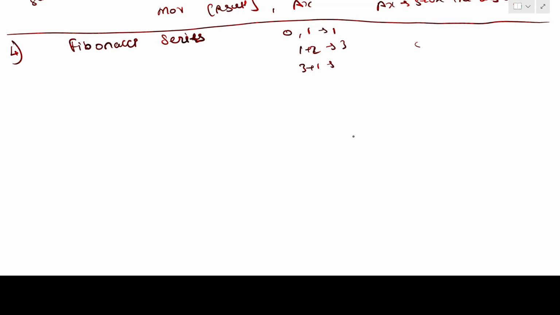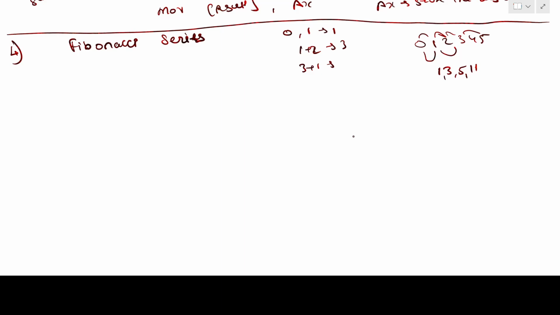Here we have 5 numbers, so we'll be like 0 plus 1, 1. 1 plus 2, 3. 3 plus 2, 5. So we will be adding these two numbers, these two numbers, these two numbers, and these two numbers.